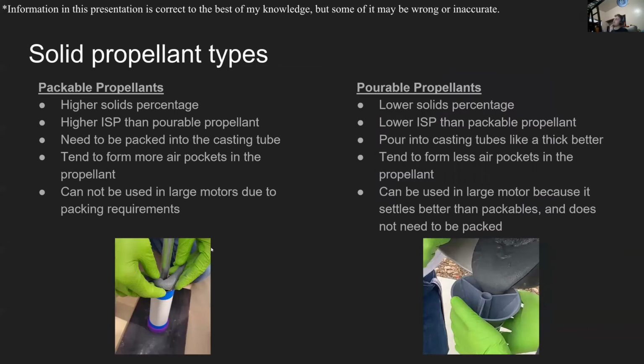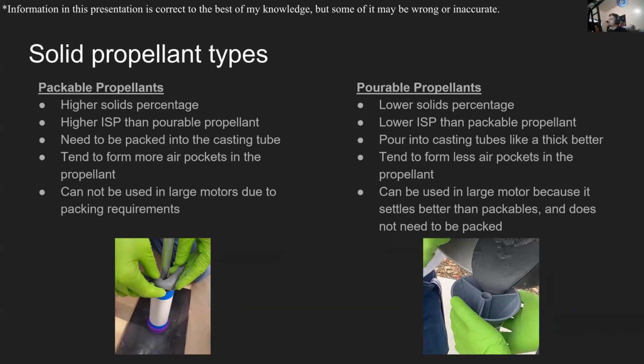So, solid propellant types, what I was talking about before. There are two different types of solid propellant: packable propellants and pourable propellants. The main difference is how they're cast into their grains and what they can be used for. Packable propellants normally contain a higher solids percentage and normally have a higher Isp because of that higher solids percentage. Additionally, they need to be packed into casting tubes. For a packable propellant, you can't just pour it into the grain.